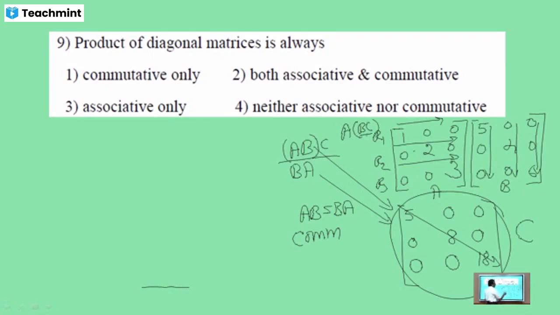ಬಿ ಇಂಟು ಸಿ ಇಸ್ ಆಲ್ಸೋ ಎ ಡಯಾಗನಲ್ ಮ್ಯಾಟ್ರಿಕ್ಸ್. Diagonal matrix gets multiplied with the diagonal matrix is always a diagonal matrix. This property is called associative. Therefore, you observe that it is both commutative and associative. Our conclusion is both commutative and associative.